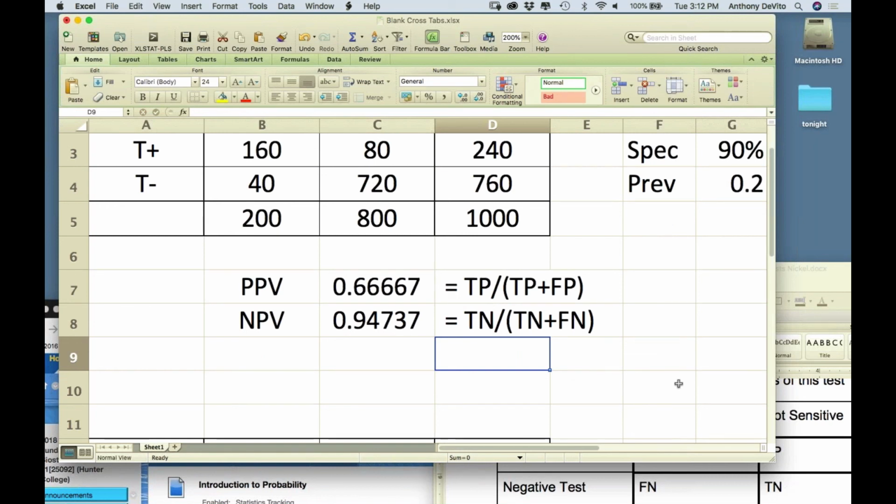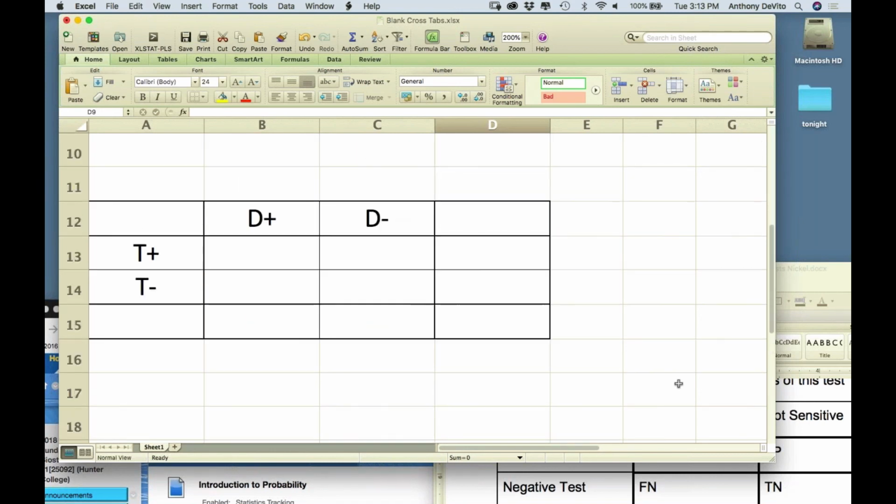Let's do something interesting now. Let's run this same test on a population that has a nickel sensitivity of only 1%. The prevalence is 1% instead. So if that's the case, I'm going to do the same thing. 1,000 people. Out of those 1,000 people, if the prevalence is 1%, how many people would actually have the disease?